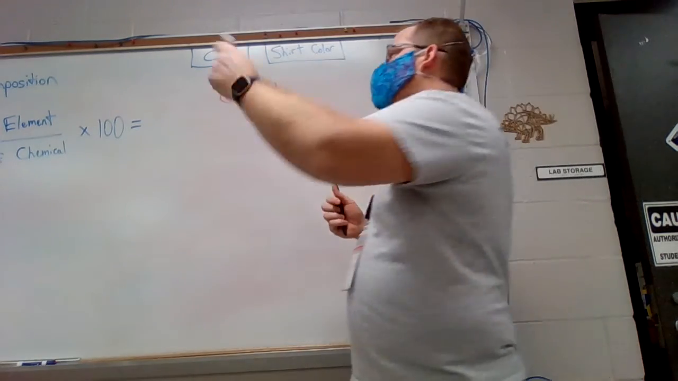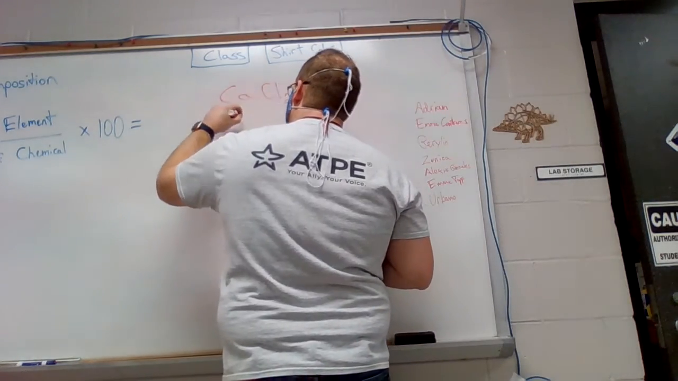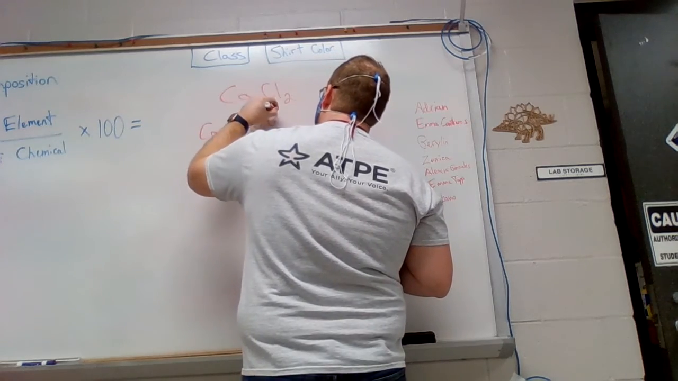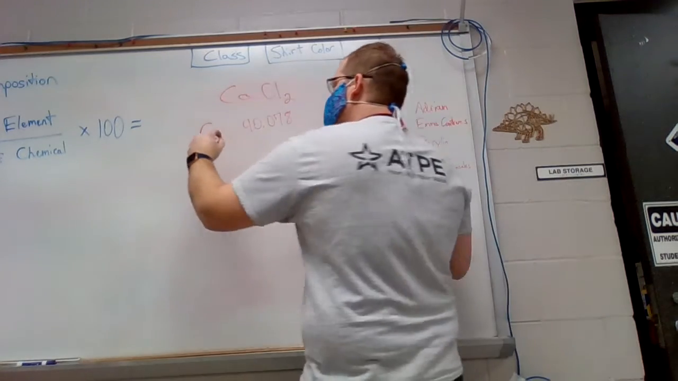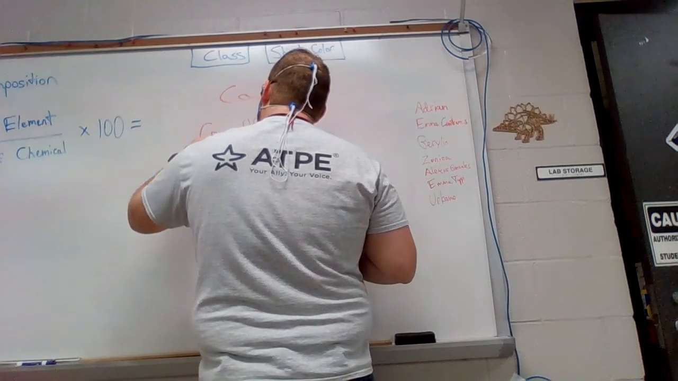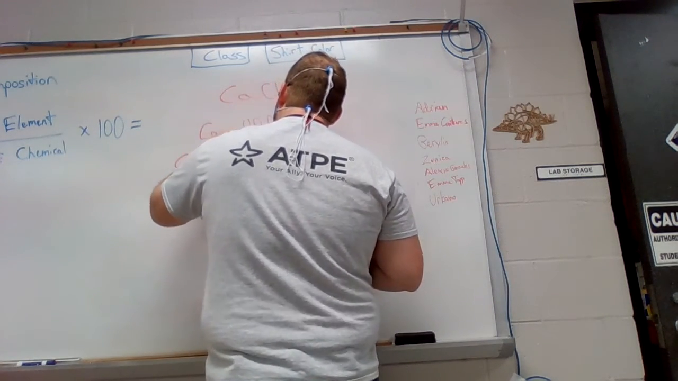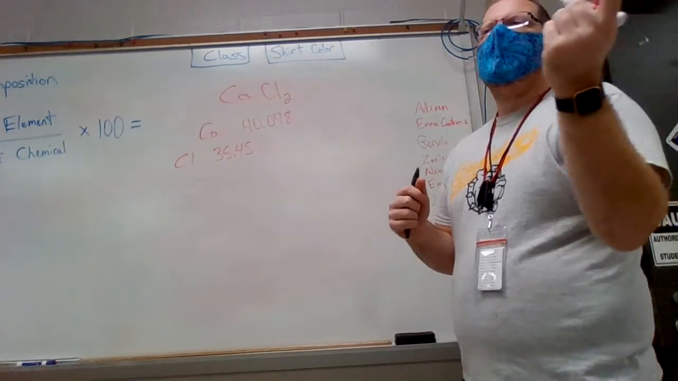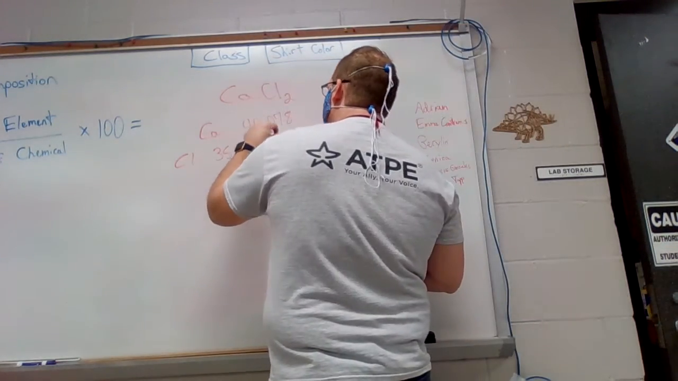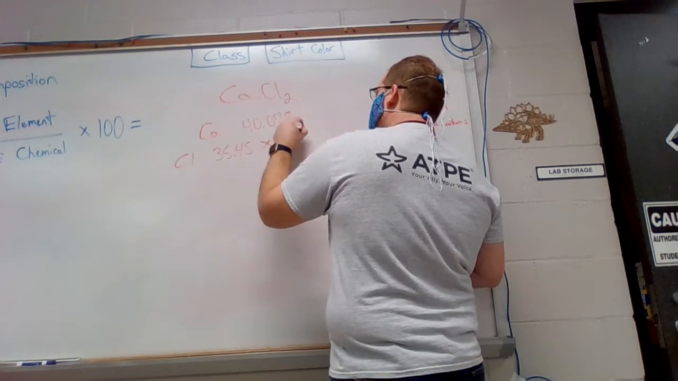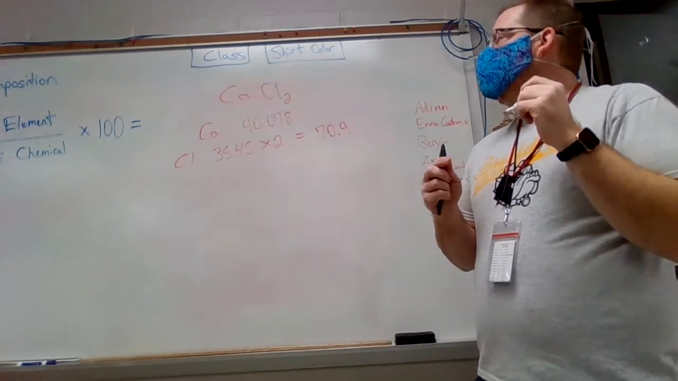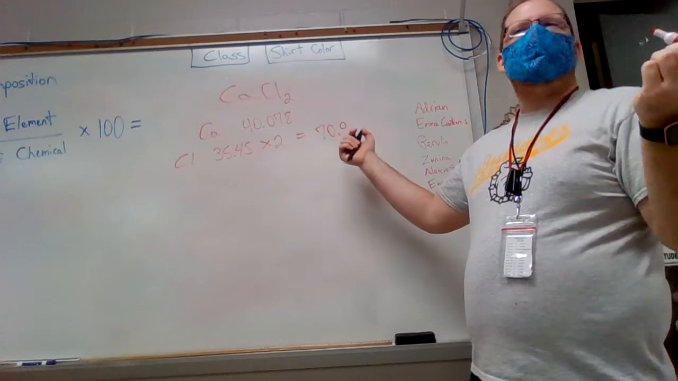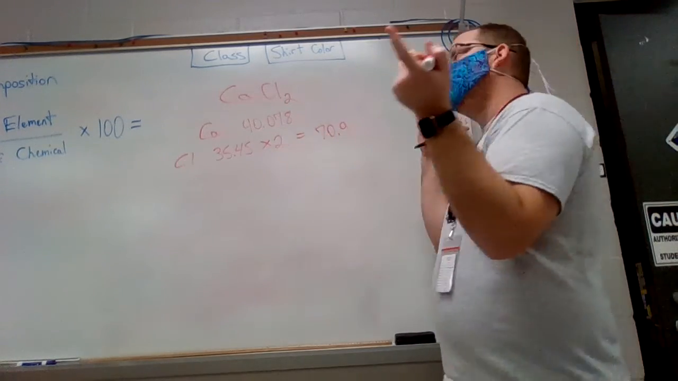How much does calcium weigh? 40.078, and that's off the periodic table. How much does the chlorine weigh? 35.45. And how many chlorines do I have? Yeah, so I want to go ahead and double that because I have 2 chlorines. That's going to be 70.9. And now, what's the total for both of these? Somebody add these together, or we can do it in our head.